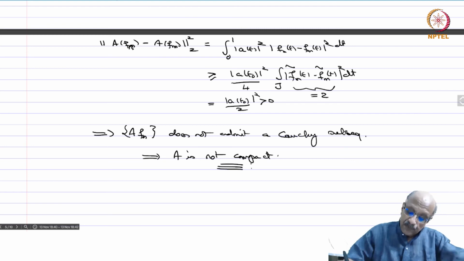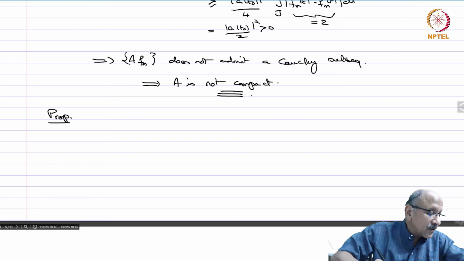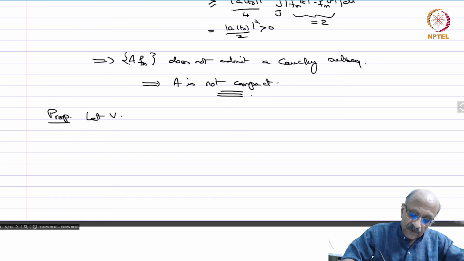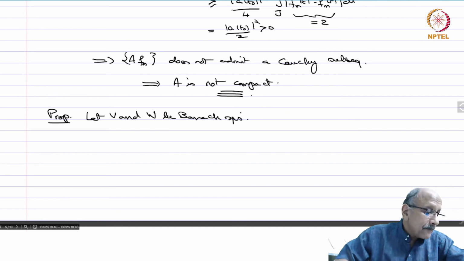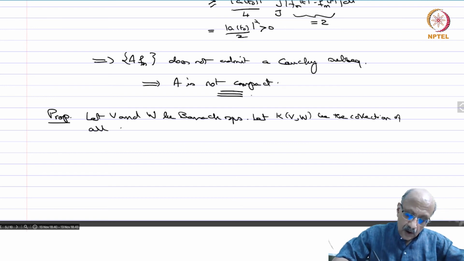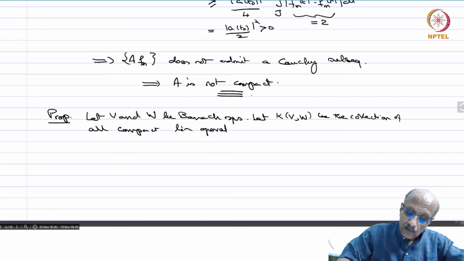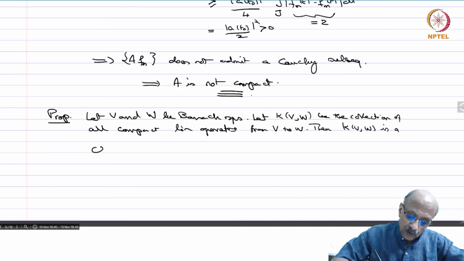Okay, so now we have given a fairly good number of examples. So now let us prove the following. Study the properties of compact operators. So proposition, let V and W be Banach, let K(V, W) be the collection of all compact linear operators from V to W. Then K(V, W) is a closed subspace of L(V, W).